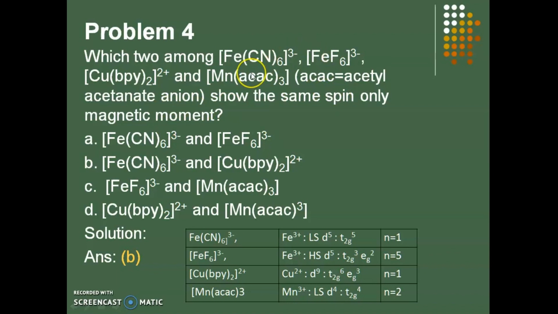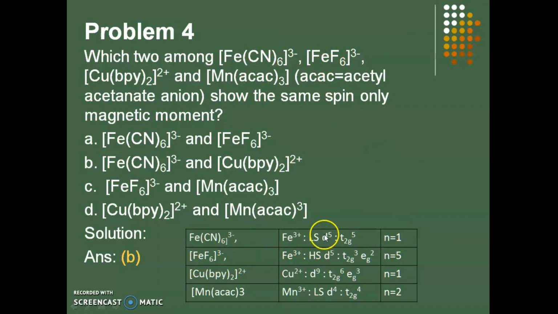So now among these 4, I have to find out which 2 complexes have the same number of unpaired electrons. Please work out the formula. If you go and do this option by option, then every time you will be repeating the work. Instead, go to the question, find out the number of unpaired electrons and mark it on the top. So Fe3+ here means d5 low spin, t2g5, and the number of unpaired electrons is 1.